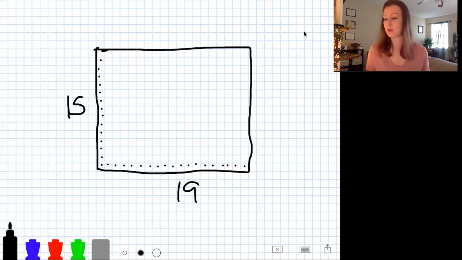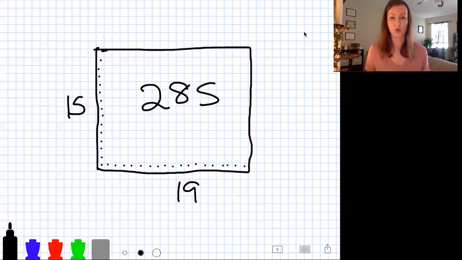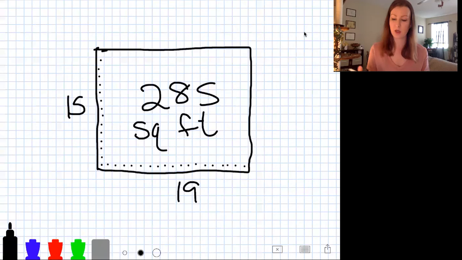Now, when we have numbers like this, we can either do it on a calculator or we can do it in our head if we know how, but to save time, I'm just going to do it on the calculator. 15 times 19, 285. That means 285 squares. So if those squares were feet, if this were a big giant room, it would be 285 square feet. If those blocks were inches, then we would change it to 285 square inches. If they were centimeters, then it would be 285 square centimeters.